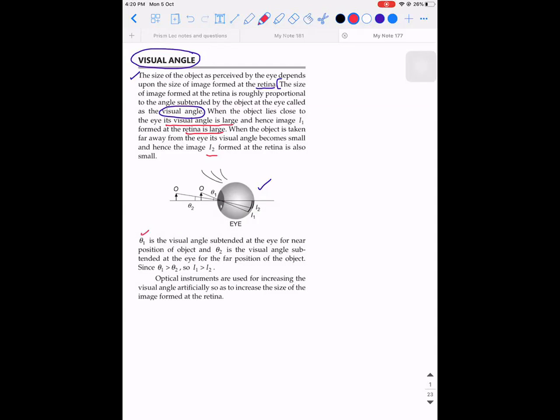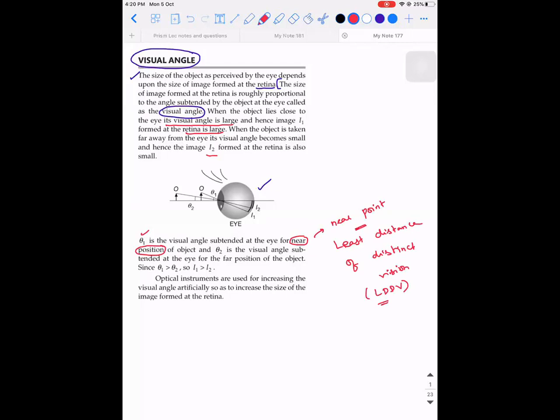See, if theta1 is the visual angle subtended to the eye for near position of an object. What do you mean by near position, guys? The minimum position to see the object clearly. Exactly. That's also called the near point. You would have learned this, right? The other name for this is least distance of distinct vision. To put it in simple terms, I will call it LDDV.